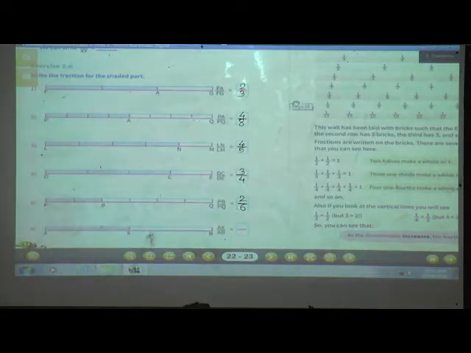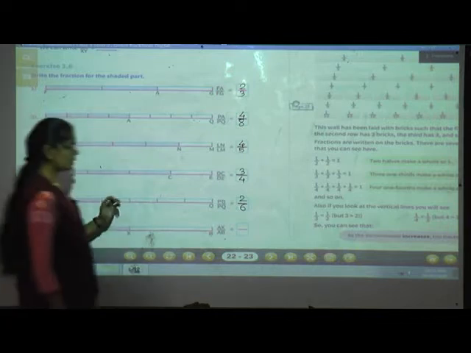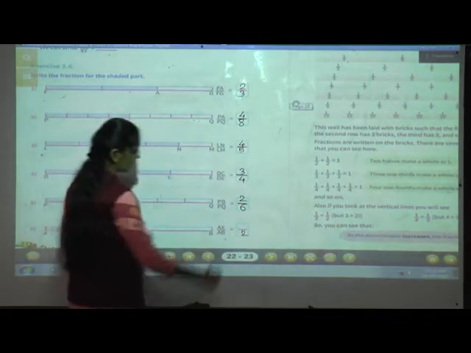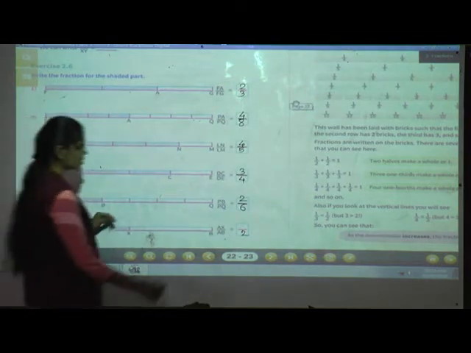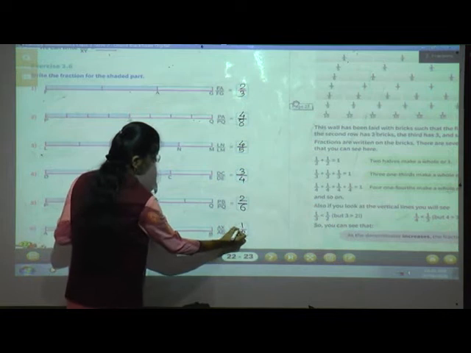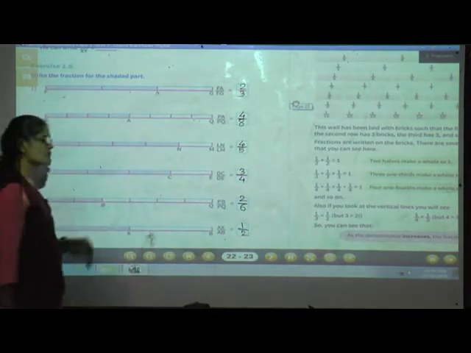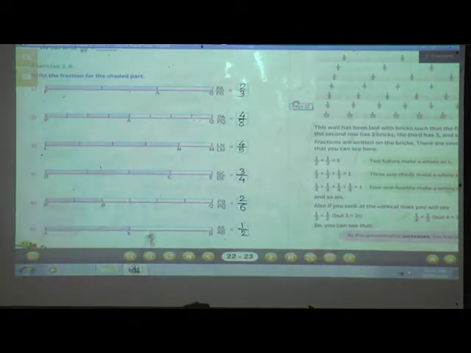And the last one, that is sixth one. What is the length of AB? Yes, AB is divided into 2 equal parts. So AB is equal to 2. And out of that 2 parts, only one part is shaded. So AX means shaded part. So what is the length of AX? 1. So the fraction is 1 by 2. Clear? Understood? Exercise 2.6 clear?